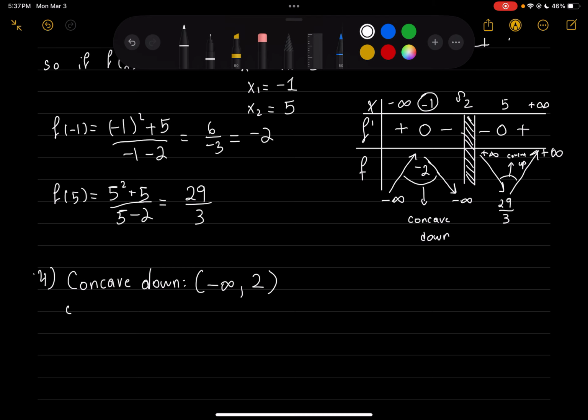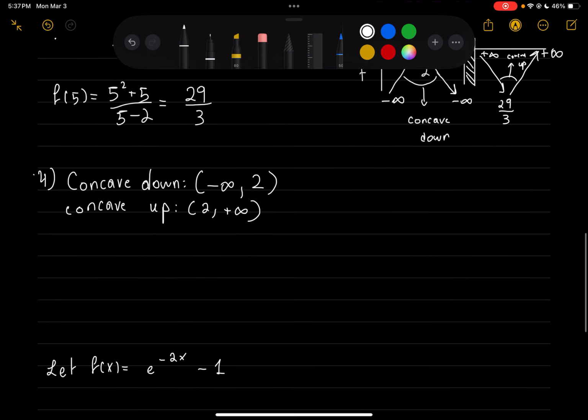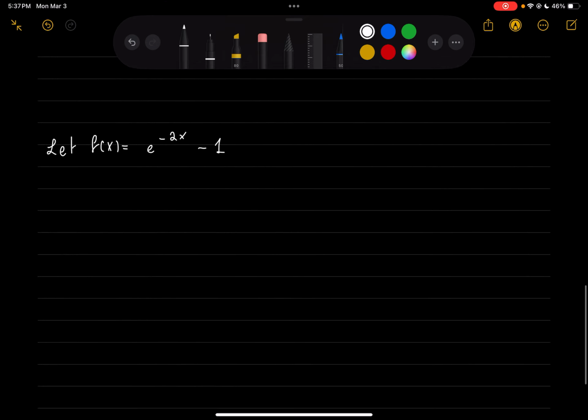And concave up, it is going to be from 2 to positive infinity. Okay? So this is it for this question over here. And now we're going to start with the exponential function.